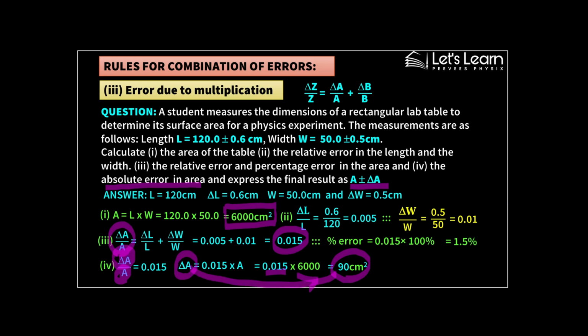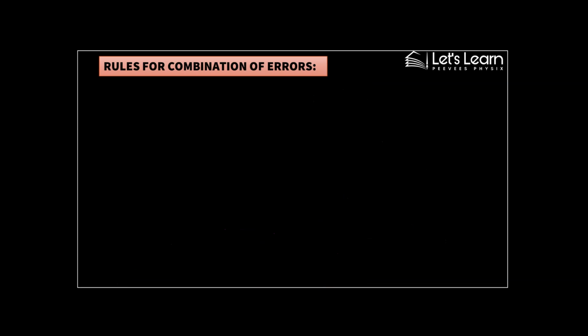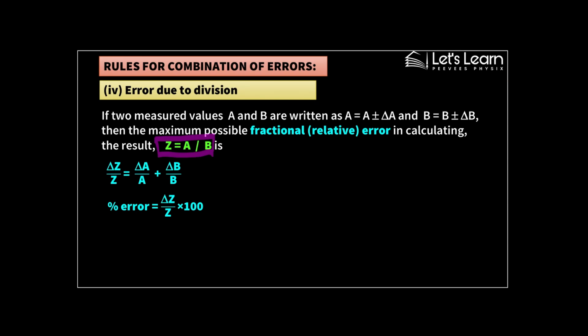How do we express the final result in this format? The calculated area is 6000 and the absolute error in area is 90. So 6000 plus or minus 90 centimeter square. We move on to division, the maximum possible error in the result. Add the individual relative errors. And to get the percentage, times it by 100.